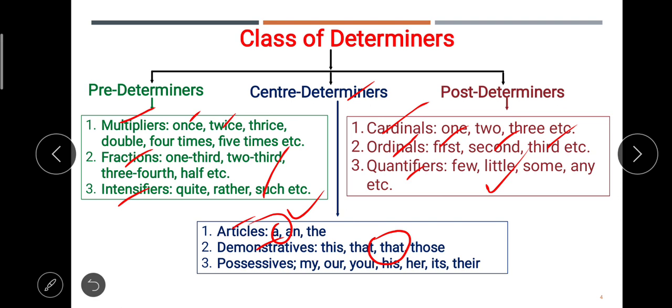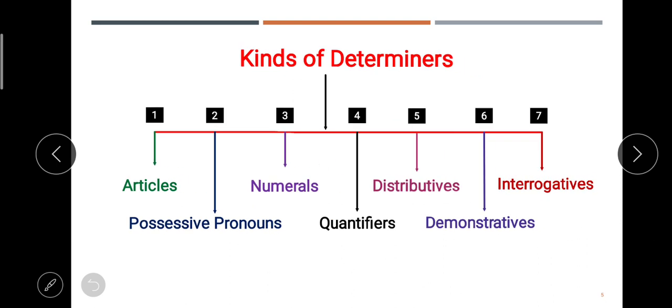Now let's change the order. Such a little amount. All three words are defining the amount over here. If we change their order, if we say "a such little amount", the structure would be wrong. If I say "little a such amount", again it would be wrong. So whenever we use more than one determiner, we must be very careful about their class, because they have a certain order to follow, and that must be respected and followed. So this is about the class of determiners. Now coming to the next: kinds of determiners.